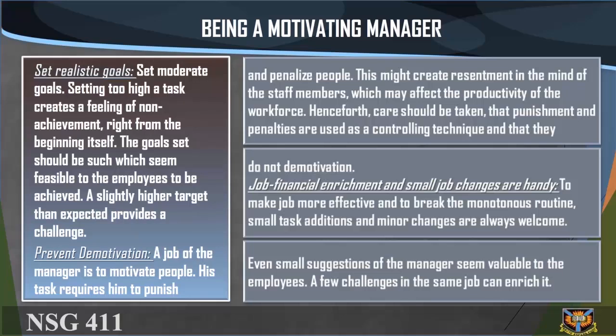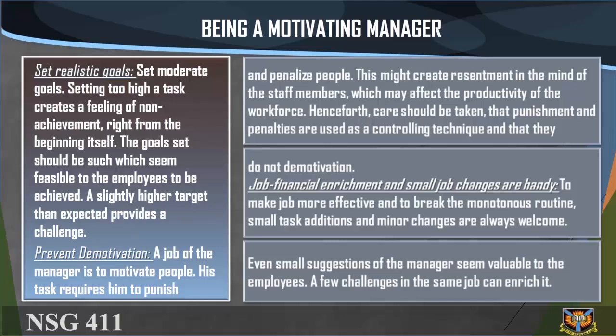E. Prevent demotivation. A job of the manager is to motivate people. His task also requires him to punish and penalize people. This might create resentment in the minds of the staff members, which may affect the productivity of the workforce. Hence, care should be taken that punishments and penalties are used as a controlling technique and that they do not demotivate.